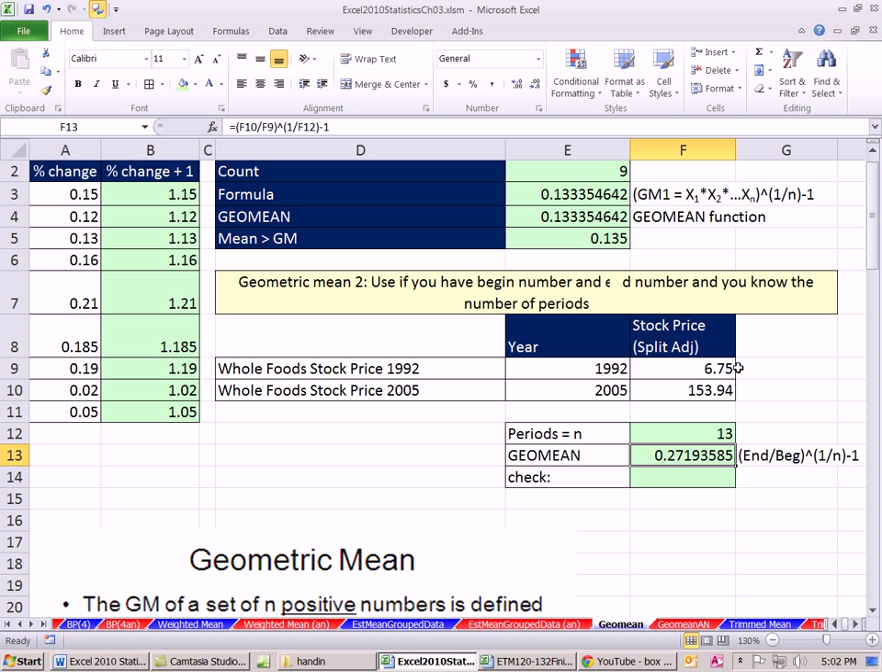And that was if we only knew back in 1992 to invest in Whole Foods in 2005. Actually, in 2005, prices came considerably down. Now, here's the cool thing. The reason that GEOMEAN is so cool is because now we actually do have the compounding rate per year that we can use to go from the begin value to the end value.